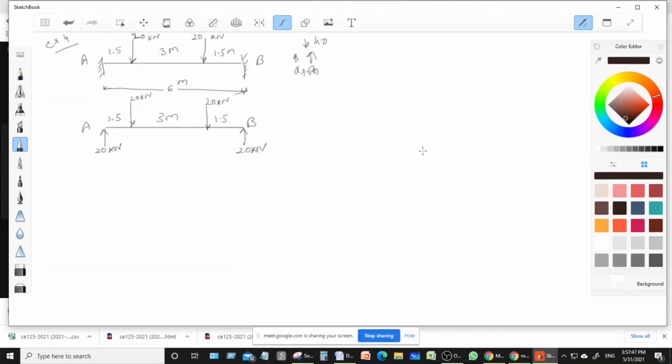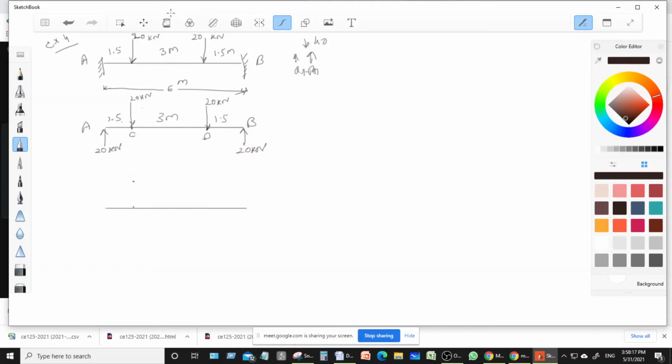Now let me draw the bending moment diagram. Suppose this point is C point and this point is D point. At point C, what will be the moment? You just hide the right hand side, we consider only the left hand side. So what is the moment due to this RA? 20 into 1.5, so that is going to be 30.